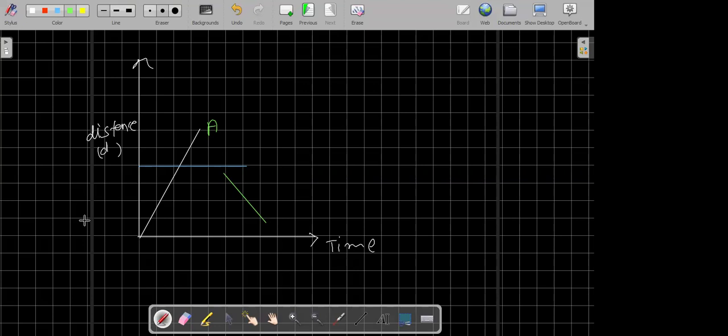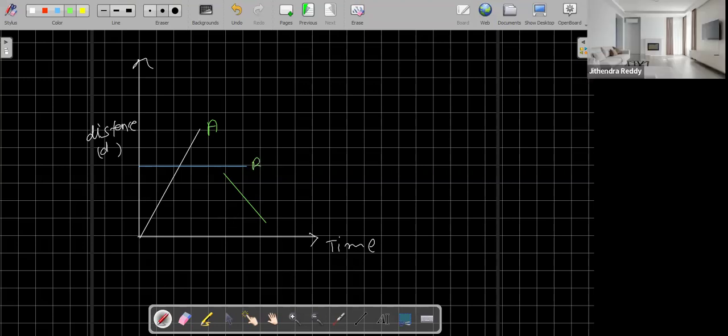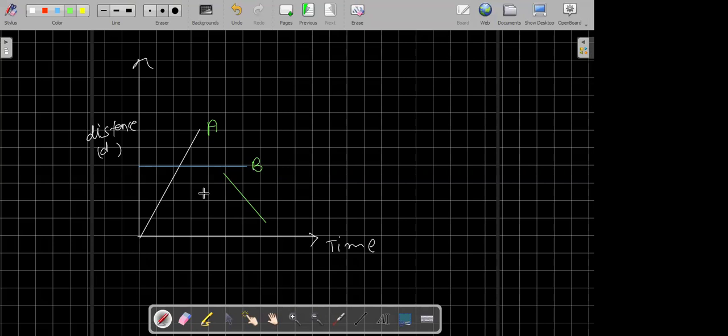Got it? Graph A represents uniform motion. What about the blue line? Sir, it's at rest because it's on zero. Okay, B is at rest as we are not observing any change of distance with time. So B is observed to be at rest.